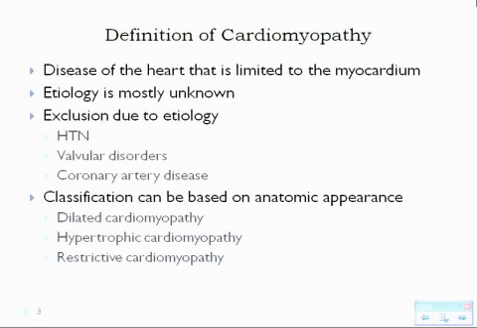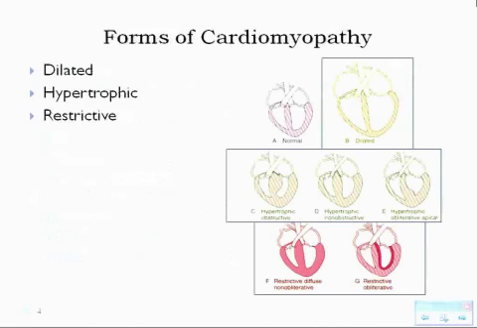Basically, the classification is based on the anatomic appearance, either as dilated, hypertrophic, or restrictive. So what you see is this person has a normal heart here in A, and you see the first one, the most common one, which is dilated cardiomyopathy, in which the heart is actually enlarged. And then you have the hypertrophic kind, and then you have the restrictive kind. In restrictive, actually, the heart looks normal.